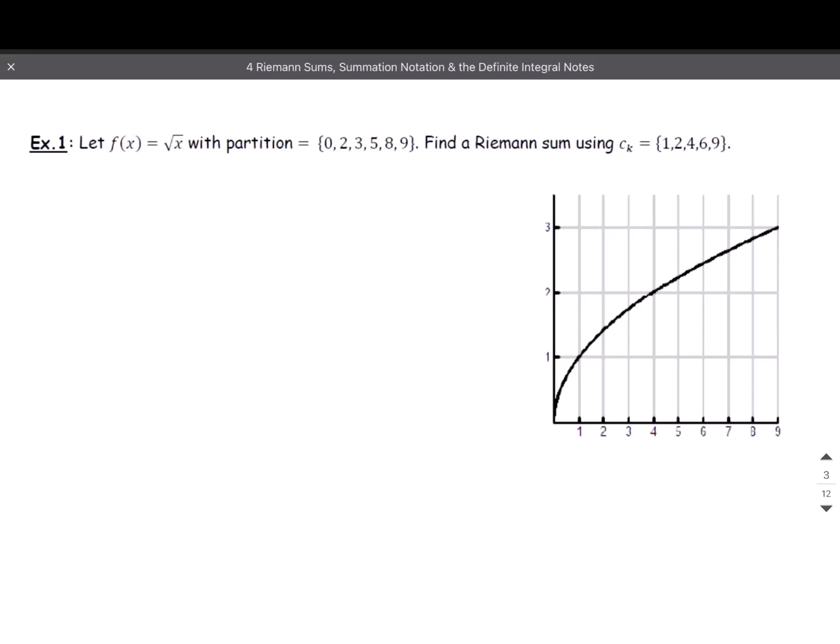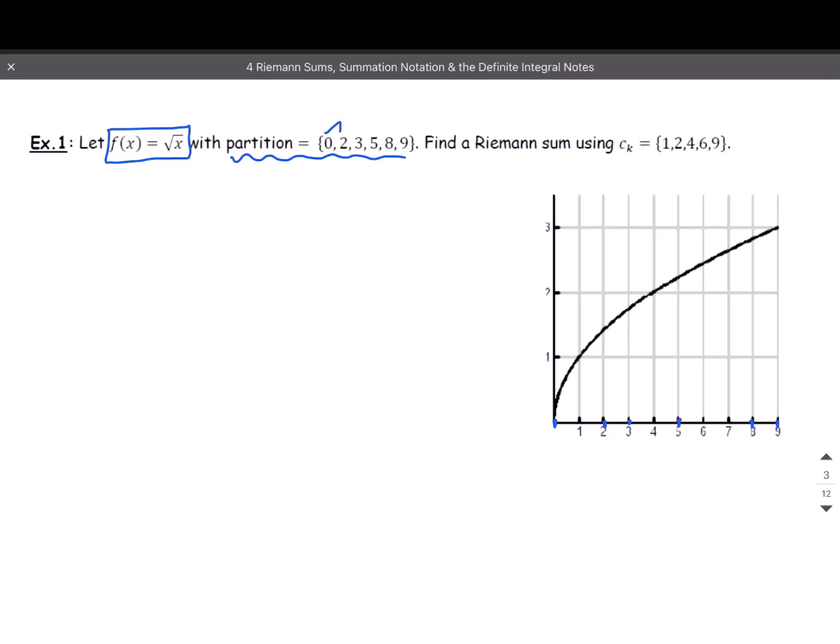So here's the graph of the function. F of x is the square root of x. Now we're going to partition it at 0, 2, 3, 5, 8, and 9. That means we're going to have a rectangle going from 0 to 2, 2 to 3, 3 to 5, 5 to 8, and 8 to 9.